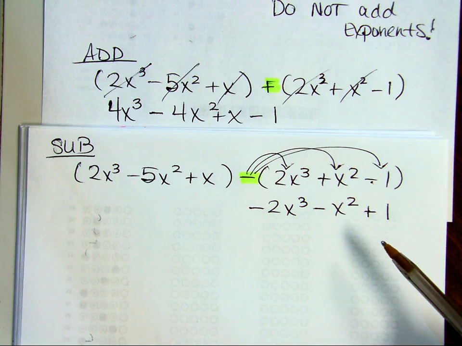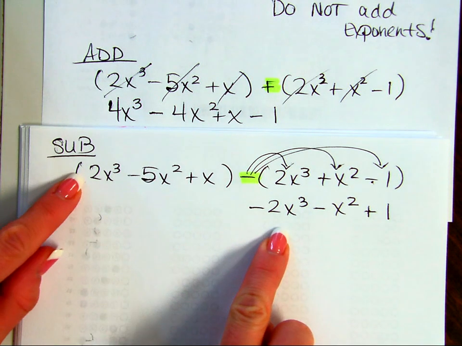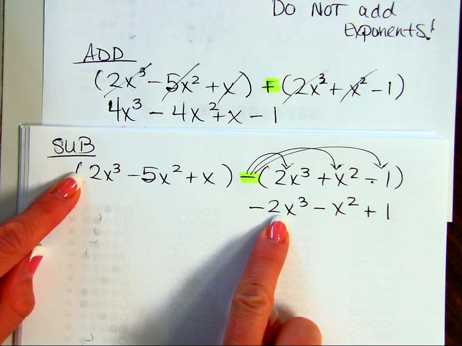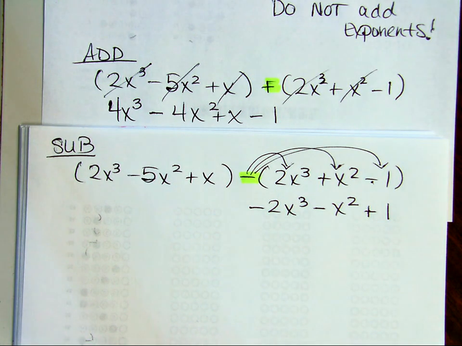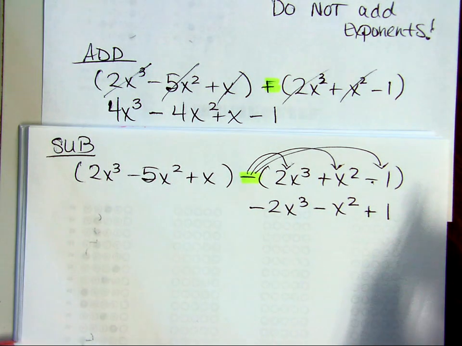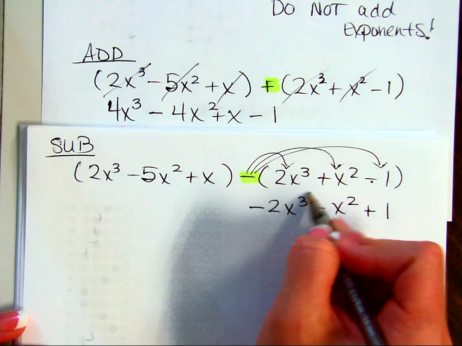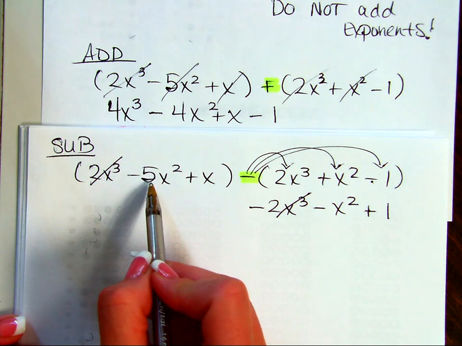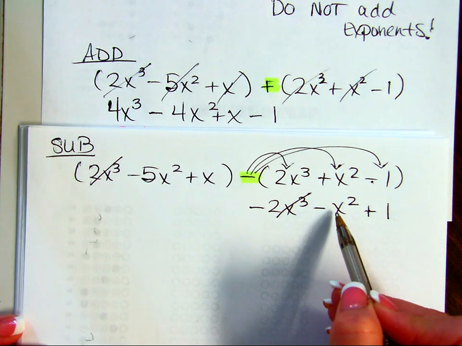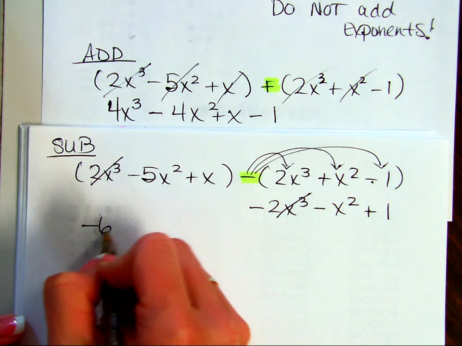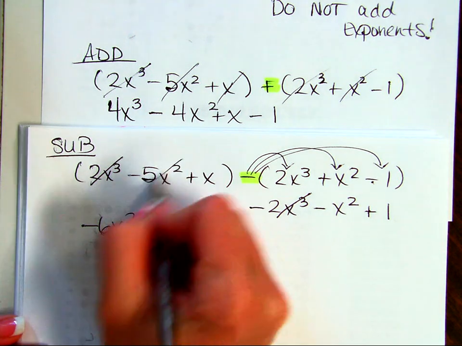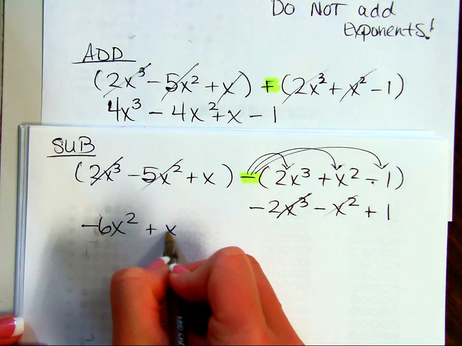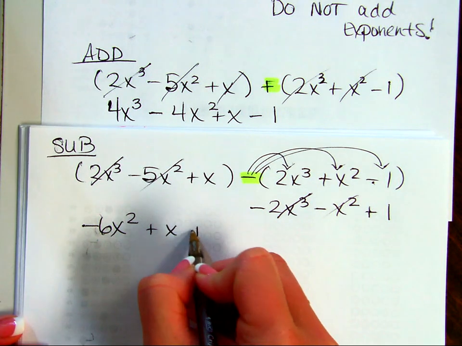Now can you combine? Yes. So now what are you going to get with a 2x cubed and a negative 2x cubed? They cancel, right? So should you put a 0x cubed? Nah, you know by now. So that just cancels. Look, it was 4 before. Now I have a negative 5x squared and a negative 1x squared, which is negative 6x squared. And then I have still the plus x, but this time it's a plus 1.